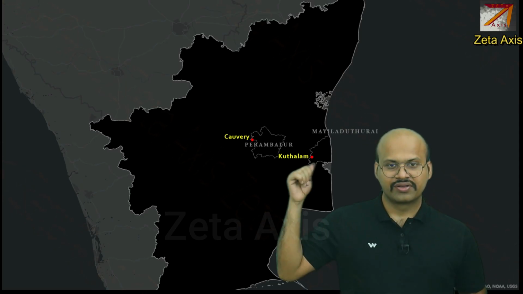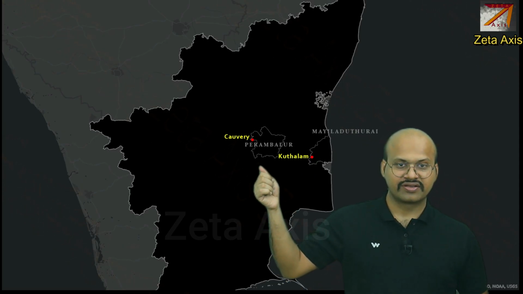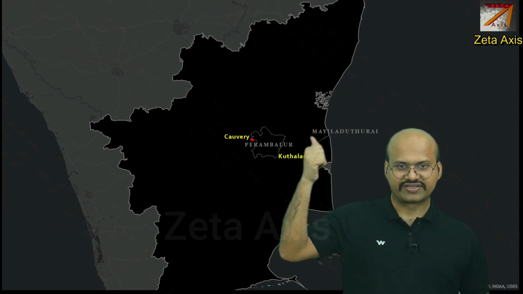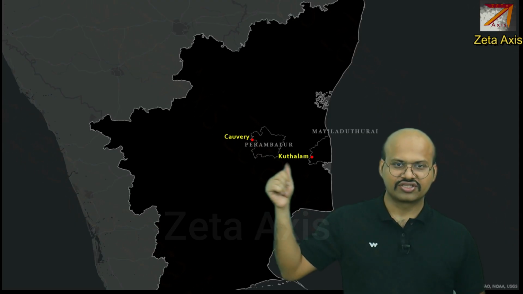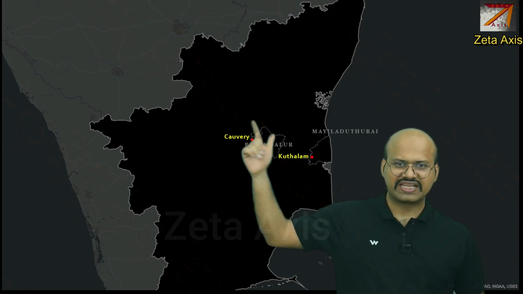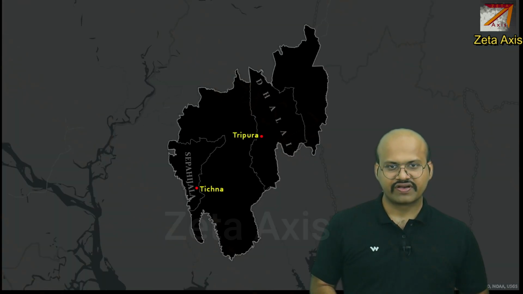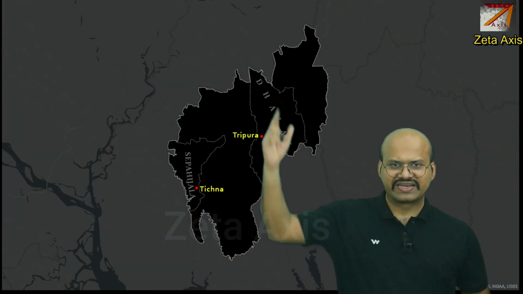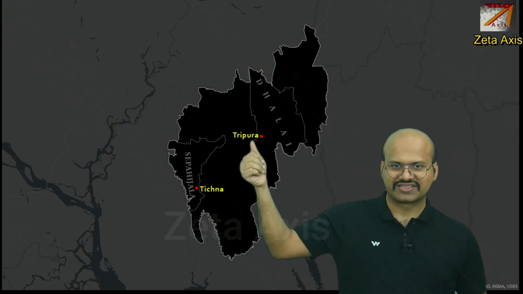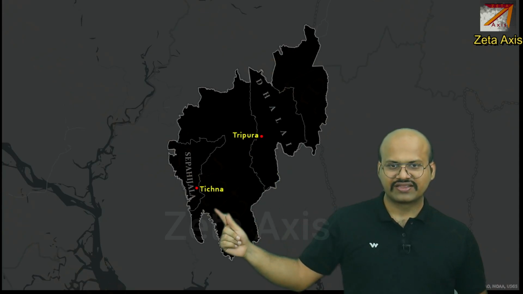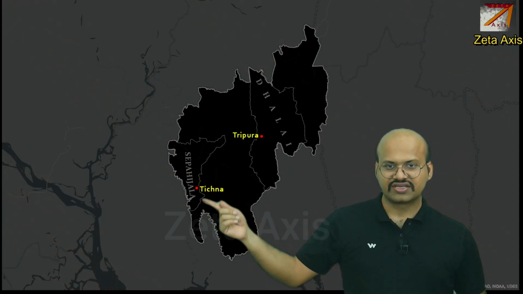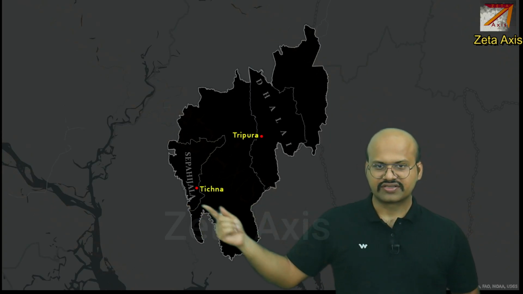In Tamil Nadu, again we have two stations. One is in Perambalur and another is in Mayiladuthurai district. It is called Kaveri, and this is Puthalam. This is basically the Kaveri basin in which we have petroleum. Then we have Tripura, where we have Dhalai district, in which one station is there, which is called Tripura station. And then we have this Titas station in Sipahijala district.